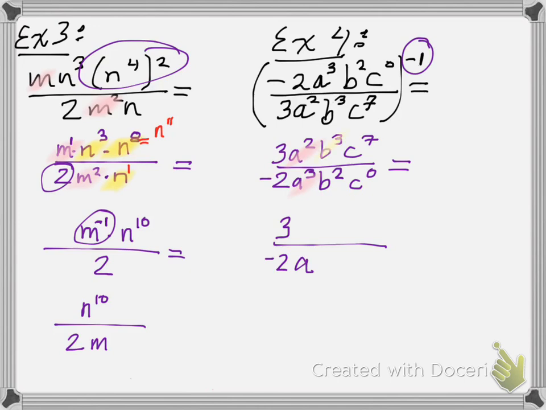For b's, I see b to the 3rd and b to the 2nd. So 3 minus 2 is 1, b to the 1st, and since that's positive, it's going on top. I don't really need to put the 1st power. For my c's, I noticed that I have a c to the 0. Well, anything to the 0 is just 1, right? So this thing is just going to become 1, and it's not even going to show up anymore. And on top, I still have a c to the 7th, so there's nothing to combine that with. So it just stays a c to the 7th on top. And that would be my final answer for this problem.